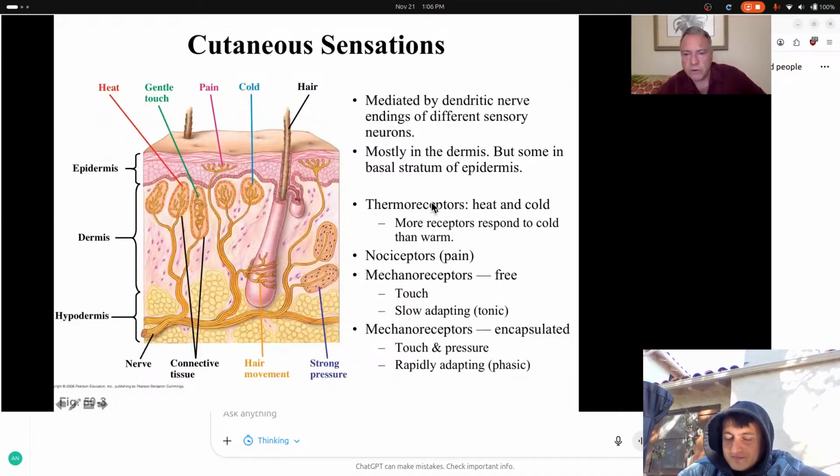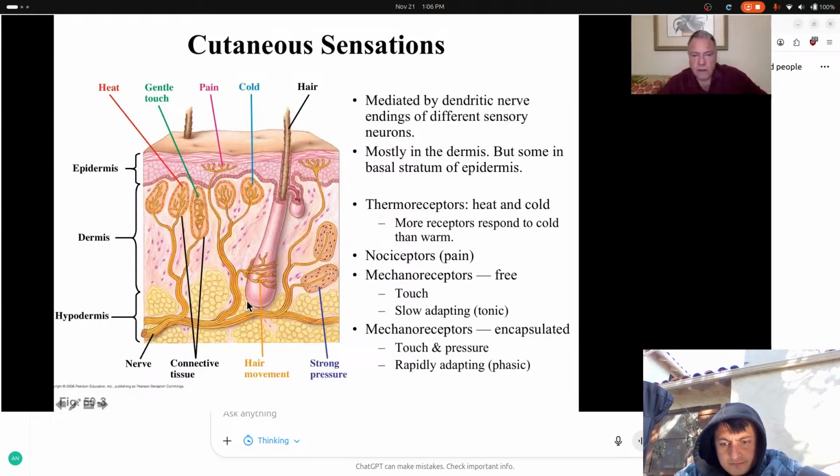So again, we got thermoreceptors that respond to heat and cold, nociceptors that respond to distress molecules created by damaged cells, your pain receptors, and then mechanoreceptors that are responding to touch. And we have a variety of these because your skin does perceive a variety of types of touch and pressure.